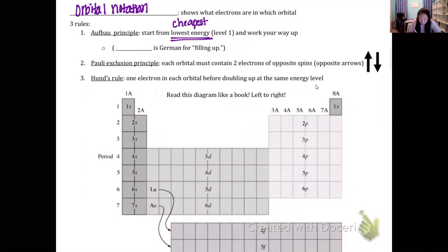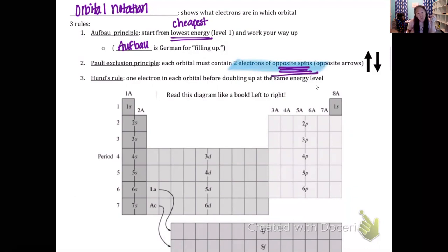So Aufbau is German for filling up. So you always start from the lowest energy and you work your way up, like the cheapest house going to the most expensive house, okay? So the Pauli exclusion principle, that's rule number 2, says that you can fit 2 electrons inside each bedroom of a house, right? So the key words here are 2 electrons of opposite spin.